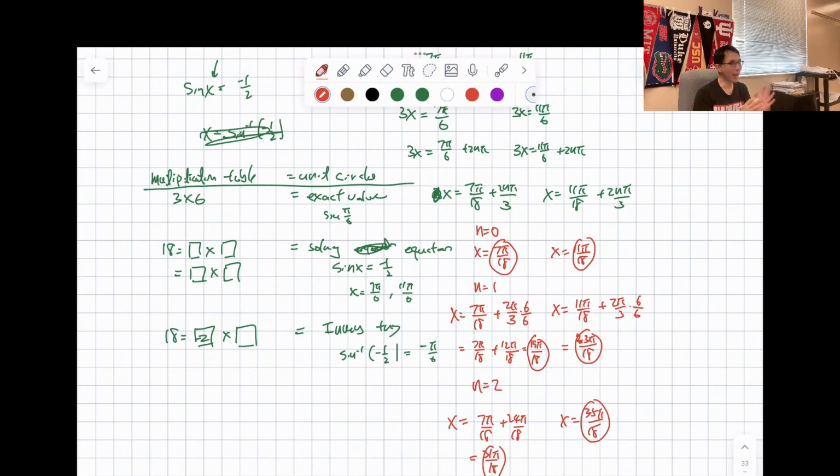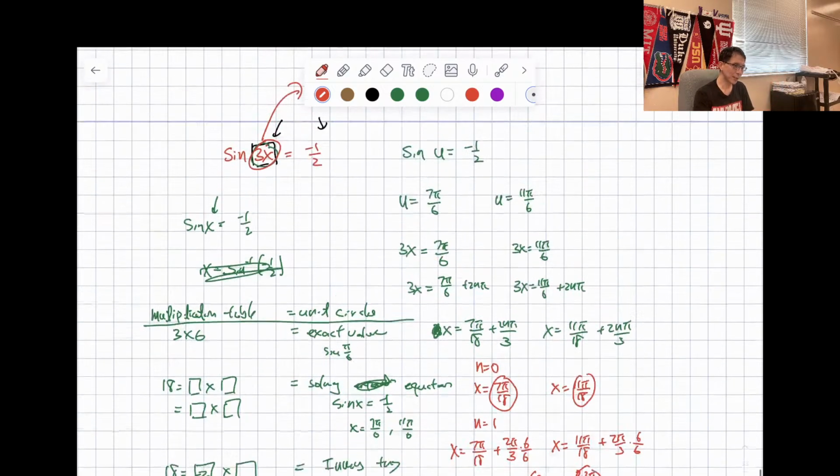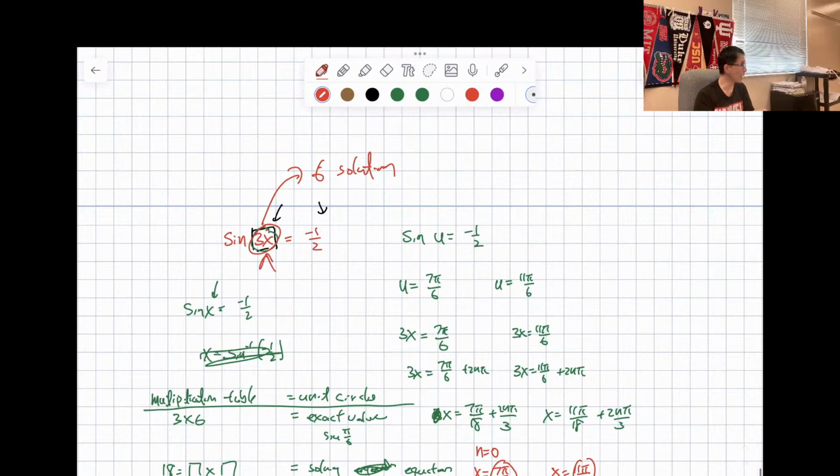So first of all, you're adding 2n pi. And then depending on if it's 3x, you divide both sides by 3. If it's 4x, you divide both sides by 4. And you're going to count each n equal to 0, 1, 2, until you find all the solutions. So in this case, I know that with 3x, there must be 6 solutions.